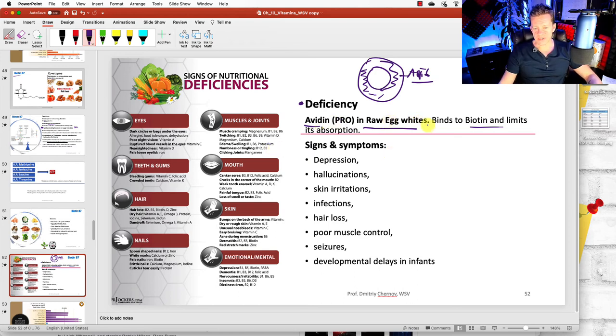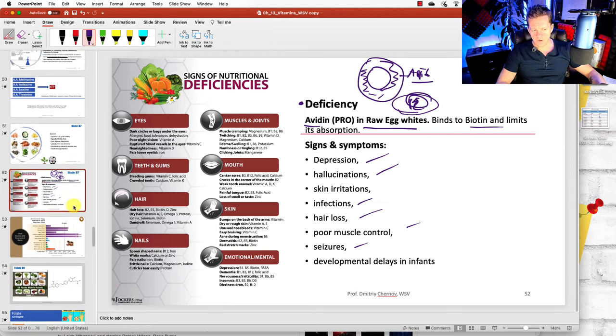That's why I'm saying this is pretty strange. Do you know any people who consume raw egg whites? But if you're consuming raw egg whites on a daily basis, and not just one but a dozen, 12 of them, that can lead to a deficiency. The reason we still have that deficiency for this particular vitamin is probably that there's some group of people who consume them in this excessive form. Signs and symptoms: depression, hallucination, infection, hair loss, poor muscle control, seizures. So basically, deficiency of any vitamin can lead to a lot of health problems.